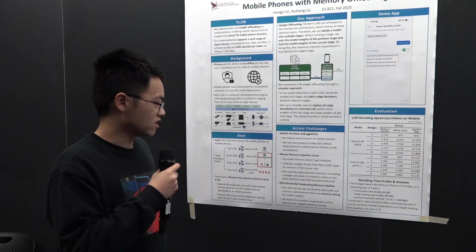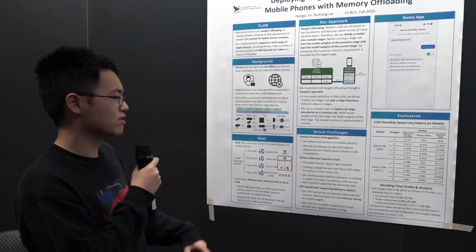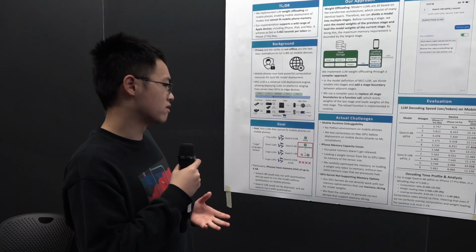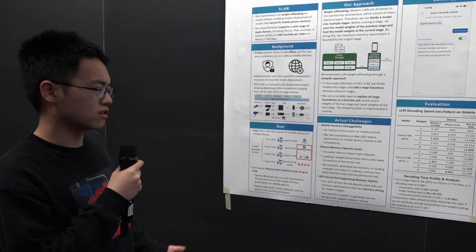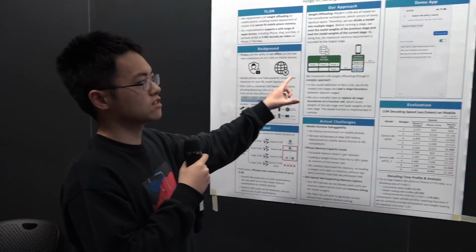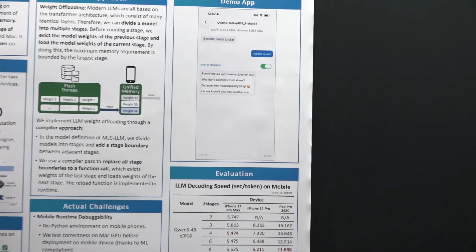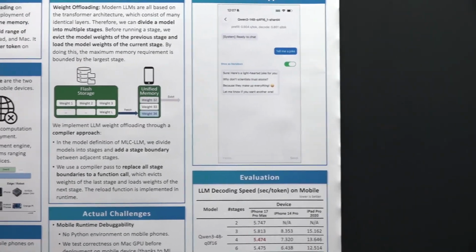The third is that our GPU kernels did not support memory slicing previously, but we fixed it in our compiler to generate correct kernels that support memory slicing. So this is a screenshot of the demo app that runs a large language model on phones. We'll show it later.